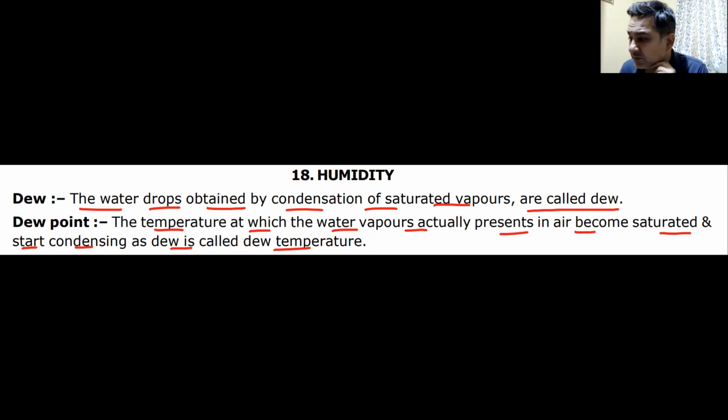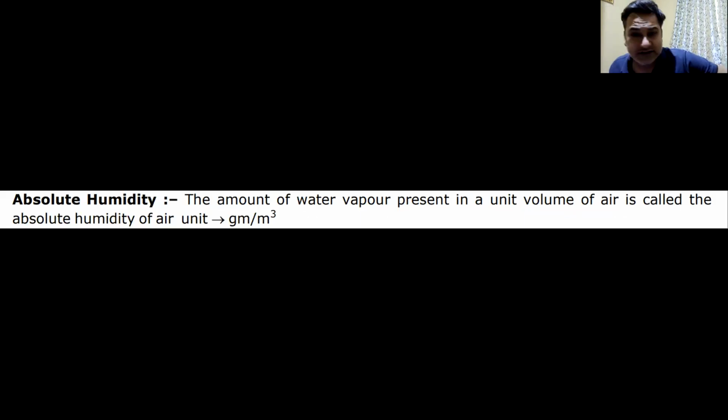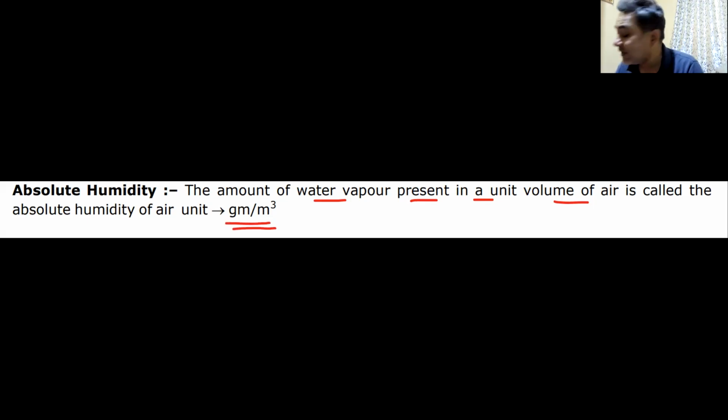Have you noted this down? Yes, then the next term, which is known as absolute humidity. What is absolute humidity? We hardly use this term, but it is important that we understand its meaning. The amount of water vapor actually present in a unit volume of air. If I take 1 meter cube of air, how much water vapor is present? That is known as absolute humidity. The unit of absolute humidity is gram per meter cube. Remember this.